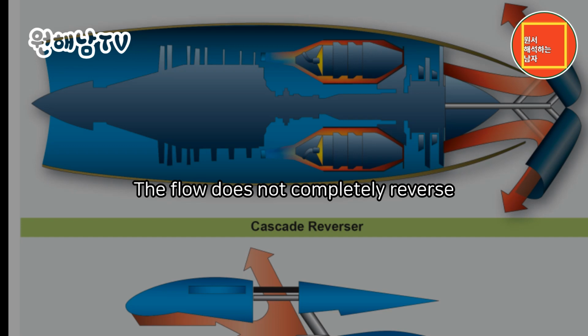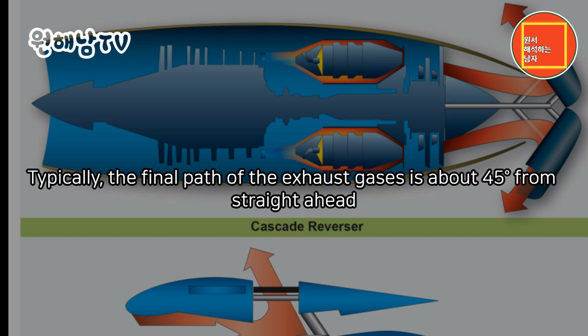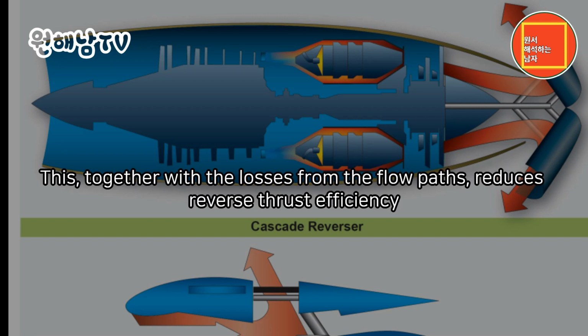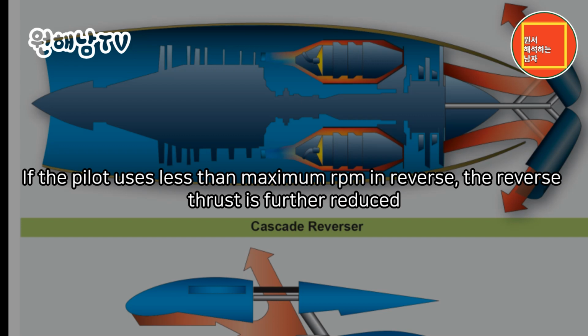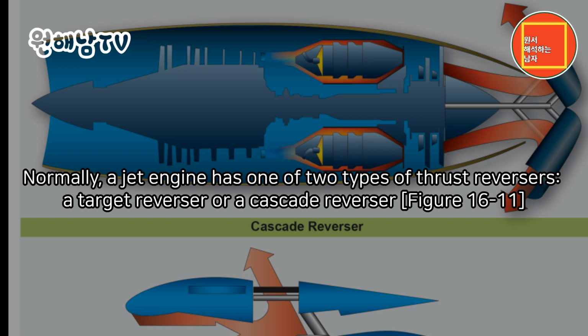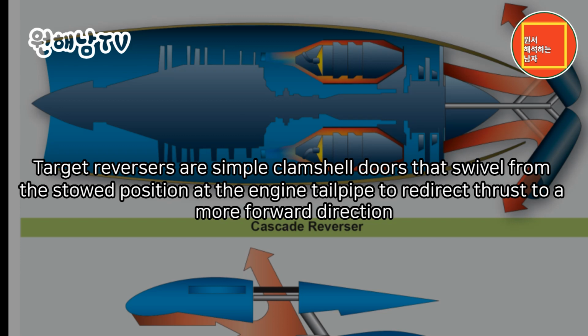Certain thrust reverser designs effectively reverse the flow of the exhaust gases. The flow does not completely reverse. Typically, the final path of the exhaust gases is about 45 degrees from straight ahead. This, together with the losses from the flow paths, reduces reverse thrust efficiency. If the pilot uses less than maximum RPM in reverse, the reverse thrust is further reduced. Normally, a jet engine has one of two types of thrust reversers: a target reverser or a cascade reverser. Figure 16-11. Target reversers are simple clamshell doors that swivel from the stowed position at the engine tailpipe to redirect thrust to a more forward direction.